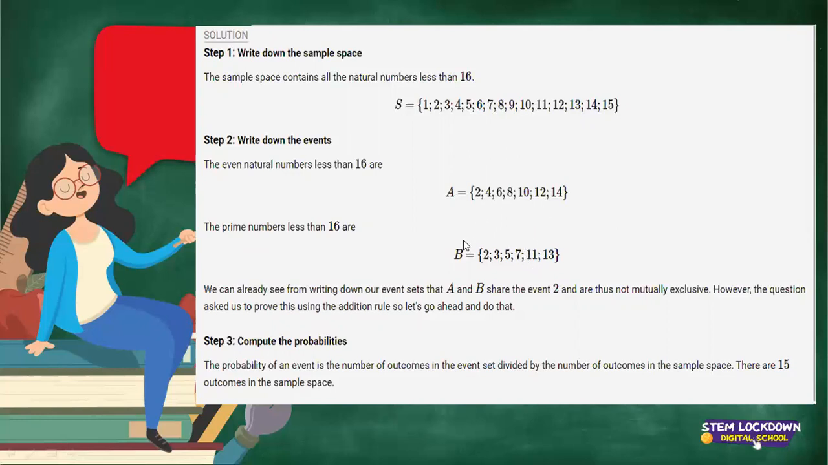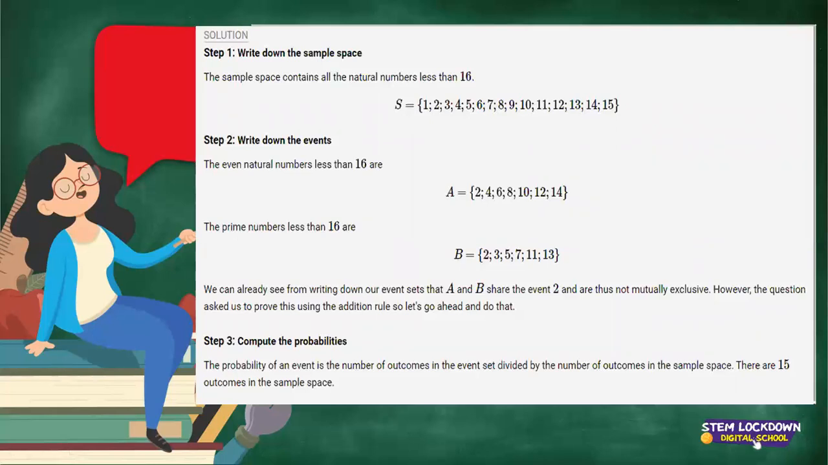Now the question is, are these two events mutually exclusive? To prove if they're mutually exclusive, we use the addition rule. We try to prove that the probability of A and B is equal to 0 for events that are mutually exclusive.